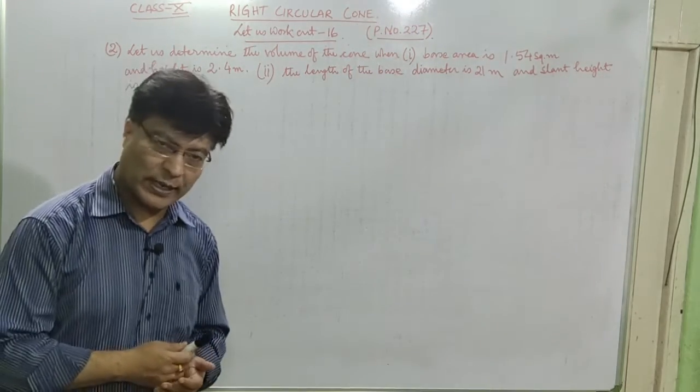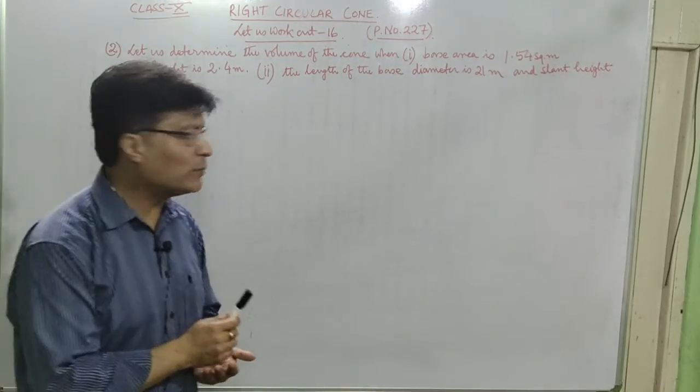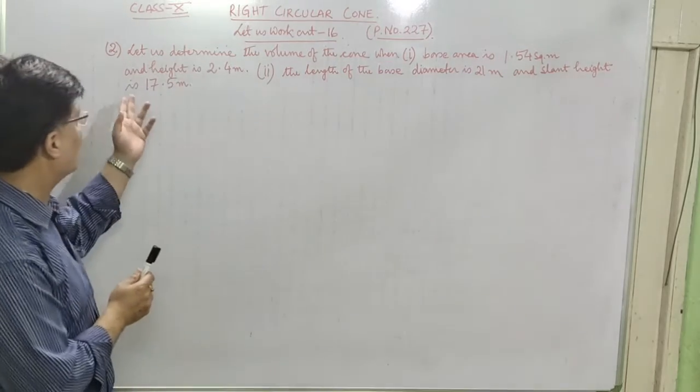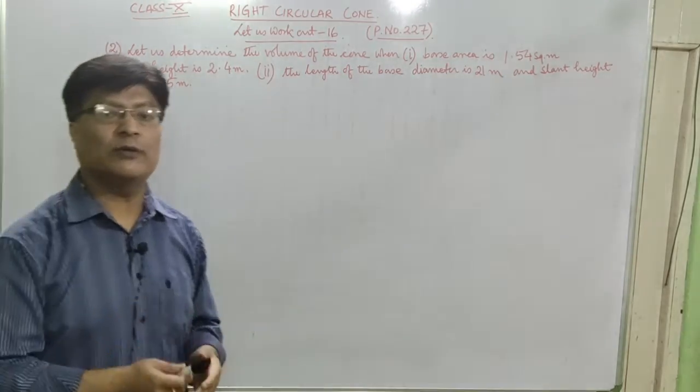Okay. In number 2, the length of the base diameter is given as 21 meter and the slant height is given as 17.5 meter. In this case also, what will be the volume of the cone?